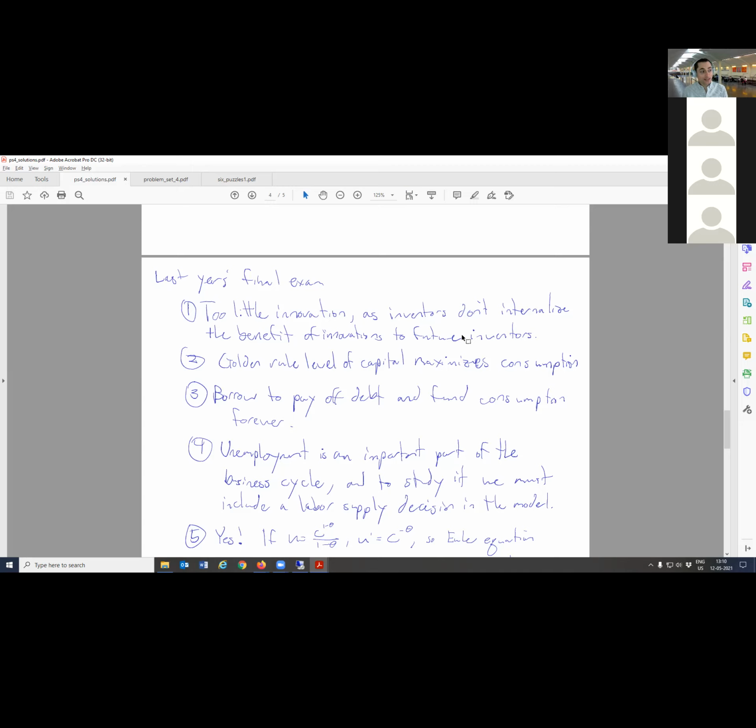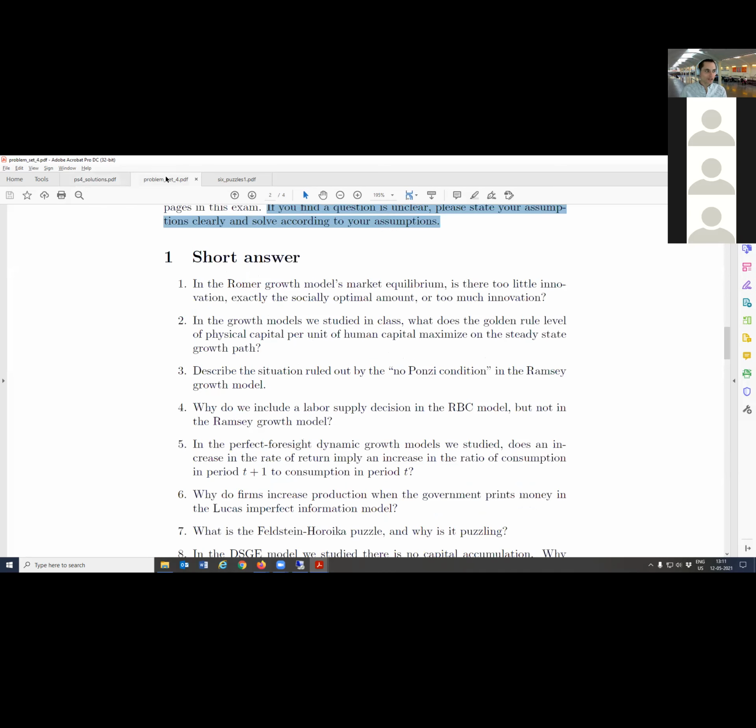Okay, and in fact, you'll see that some companies choose not to patent things because they don't want the secret to be released. Anyway, in the Romer model, because of that public nature of the patents, it means that there's too little innovation relative to the social optimum, because the inventors don't have any way of internalizing that extra benefit that they give to future inventors. Okay. Stop me if you have a question, otherwise I'm just going to go through these.